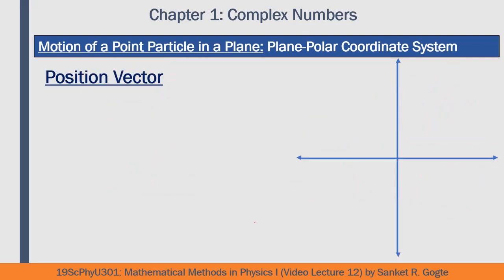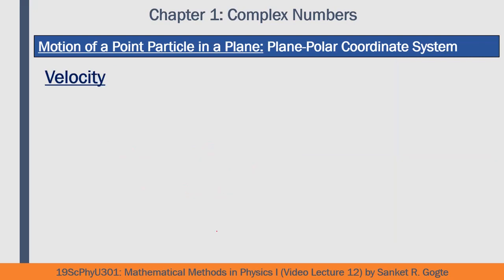Let's now consider the motion of the particle in plane polar coordinates using complex numbers. So the position vector r is simply the complex number z. Therefore, this is the position vector in the plane polar coordinate system. How can we obtain velocity now? V of t is the first derivative of r with respect to time. Therefore this is equal to d/dt of r of t into e to the power i theta of t.